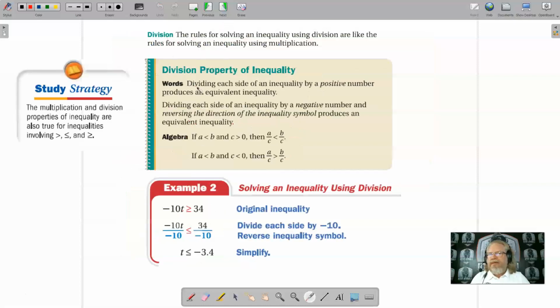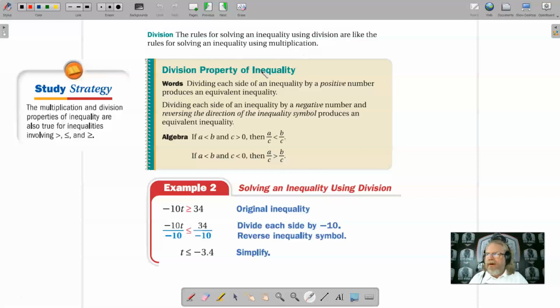Division. How's division work? Well, we're going to find it's pretty much the same thing. We're going to have to flip the sign. And it makes sense, too, that if we have to flip the sign for multiplication, and since division's the inverse property of multiplication, it's probably going to affect the division as well as the multiplication. So the rules for solving an inequality using division are like the rules for solving an inequality using multiplication.